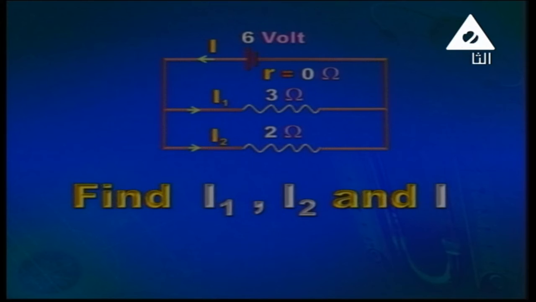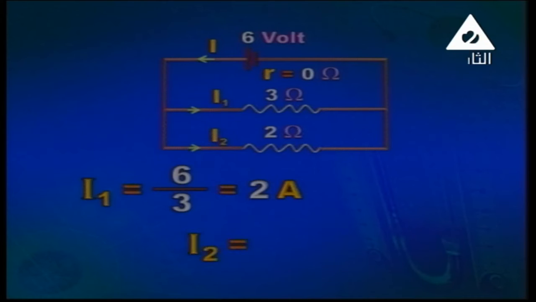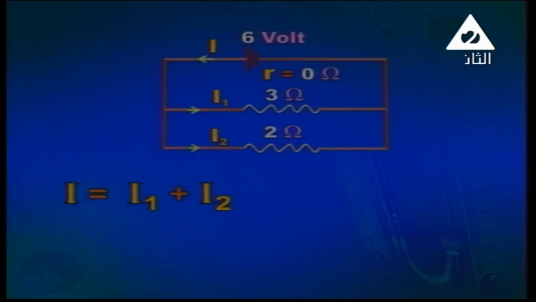So the voltage of the battery, the whole voltage, is applied across the two resistors. So it's all easy. I1 is equal to 6 over 3, it is 2 amperes. I2 equals 6 over 2, it is 3 amperes. And of course, the total current will be equal to the sum of both of them. It is 2 plus 3, it is 5 amperes.